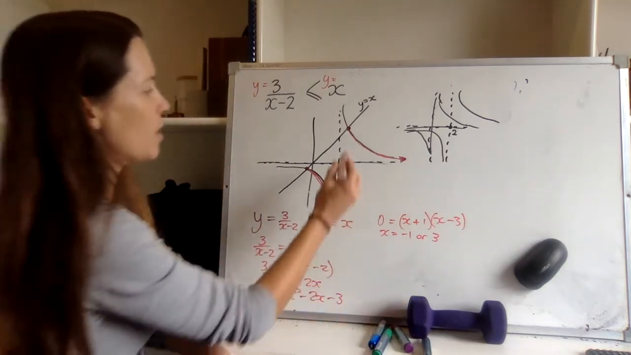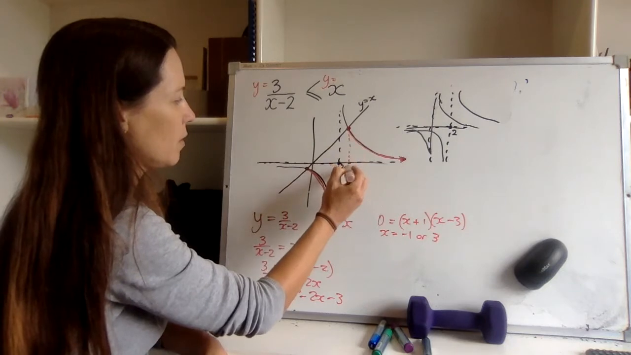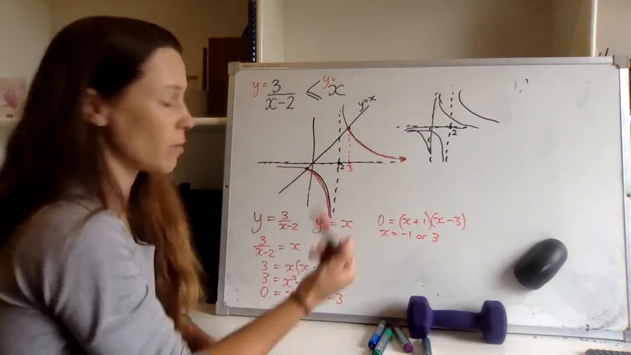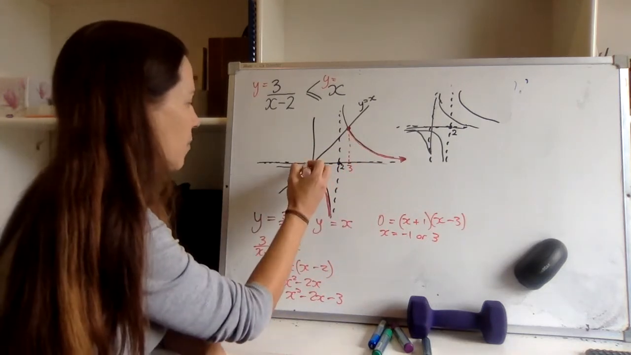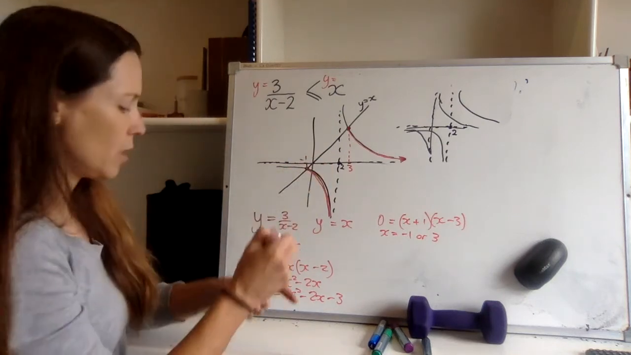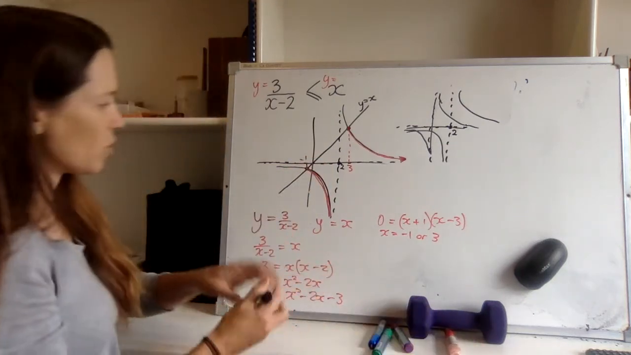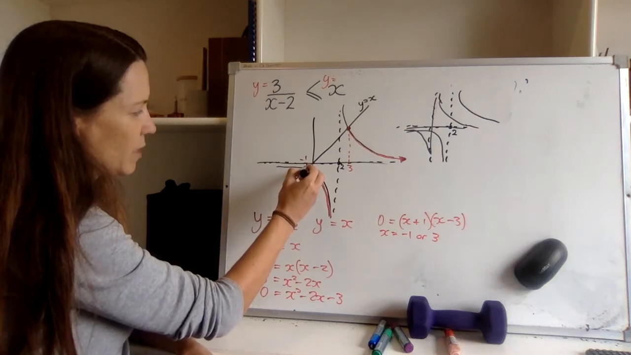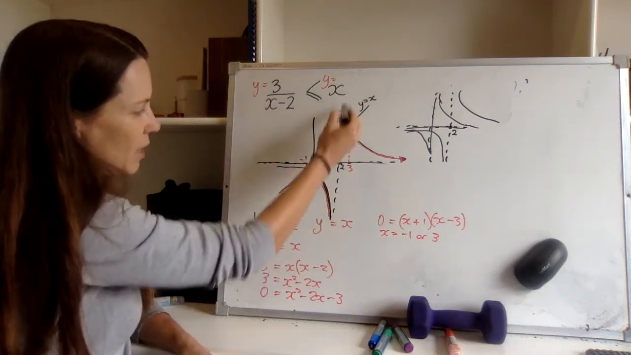So that tells me that this point here must be 3. That makes sense because it's a little bit to the right of 2. And this point over here must be negative 1. So what are the parts of the graph that I'm interested in? Well, I want this part here from when x is negative 1 all the way up to that asymptote.